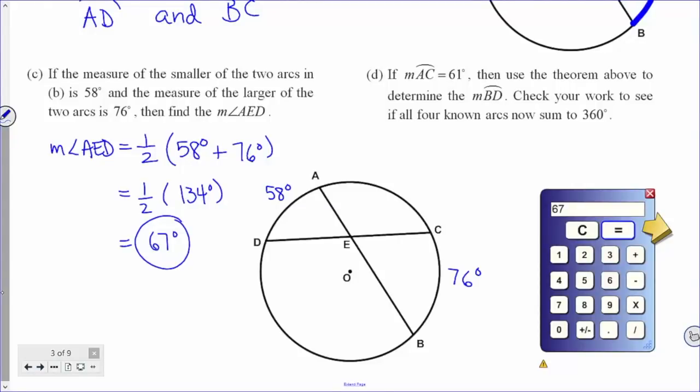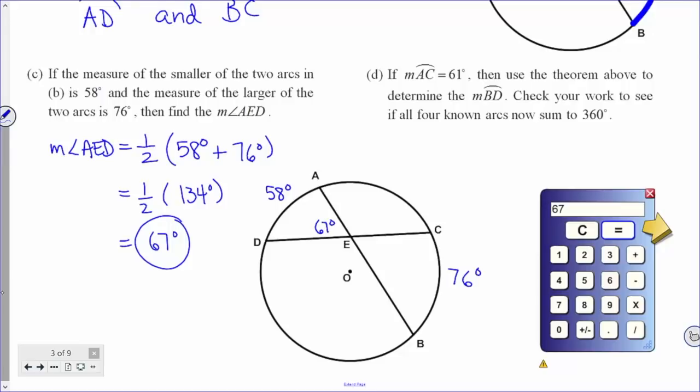It says, if measure of arc AC equals 61, then use the theorem above to determine the measure of arc BD. Check your work to see if all 4 known arcs now sum to 360 degrees. All right, so here's what I mean by this. All right, this could be a little bit tricky.